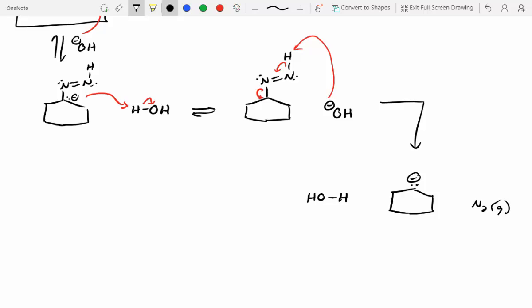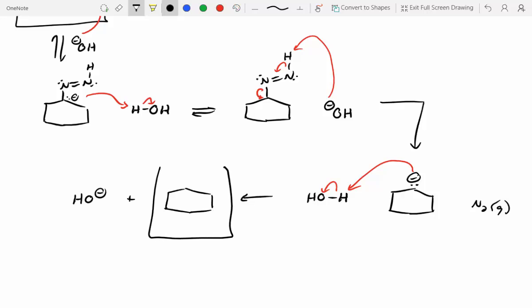We know that alkanes aren't very happy with the negative charge, so this alkane will quickly come, grab this proton, and we'll regenerate our base. So it's a pretty nice way of going from a ketone or aldehyde directly back to your alkane.